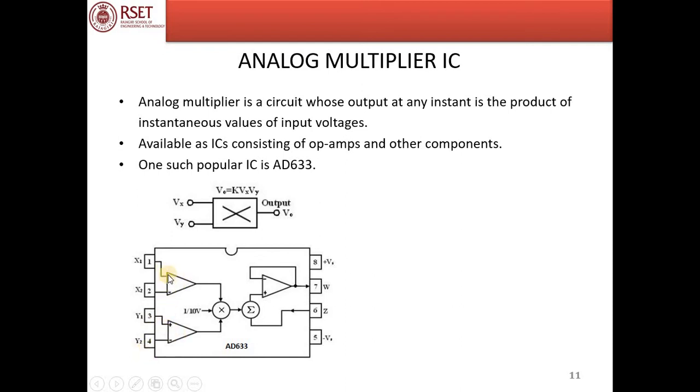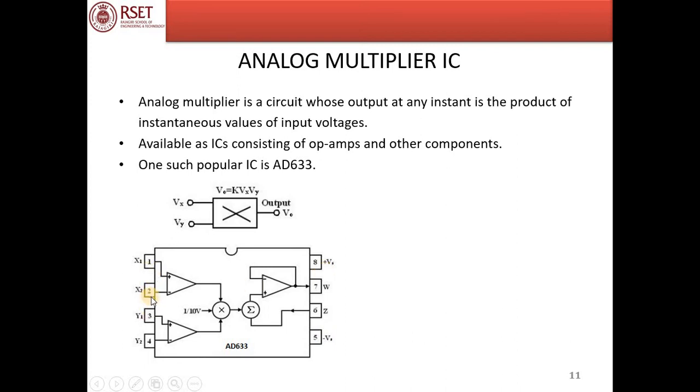These are being fed to op-amps, that is differential amplifiers. The difference is being multiplied, that is X1 minus X2 into Y1 minus Y2. Now that is being given to an adder, which is being provided with another input Z, and that is being provided to a voltage follower. So we get the output at W. So pin numbers 1, 2, 3, 4 and 6 are the inputs, W is the output, and 5 and 8 are used to provide the supply voltages.